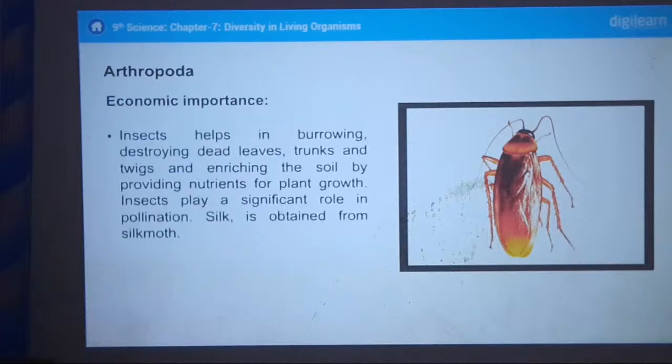Economic importance of the arthropods: insects are very much useful to mankind. Insects help in burrowing, destroying dead leaves, trunks, and twigs, and enriching the soil by providing nutrients for plant growth. Silk, the valuable material obtained from silk moth, is helpful in improving the commercial importance of the country. The honeybees provide us with honey and bee wax.